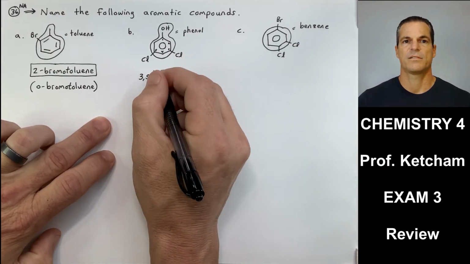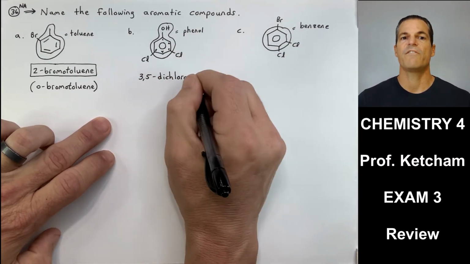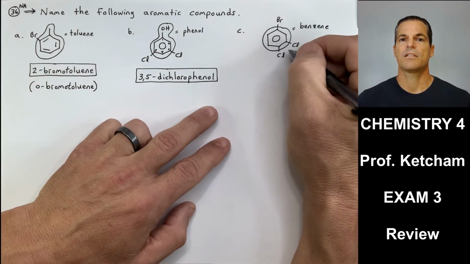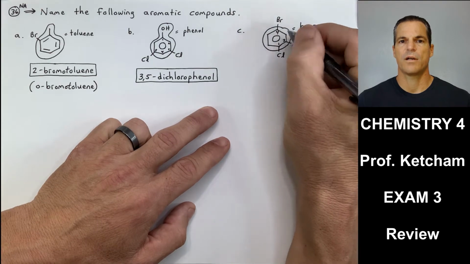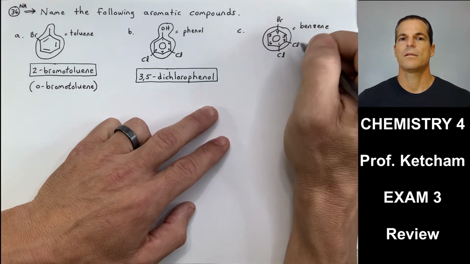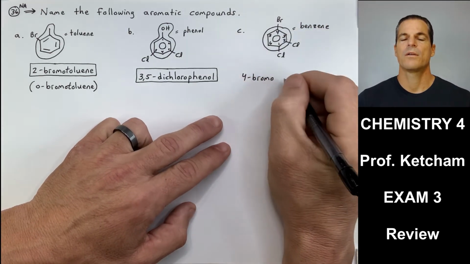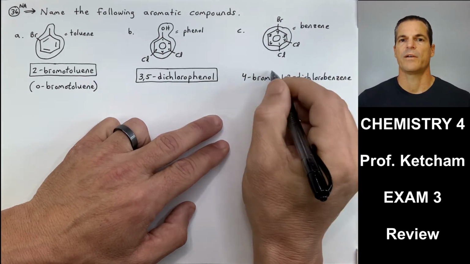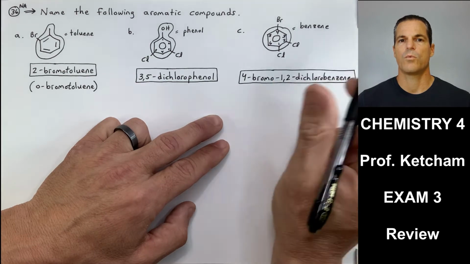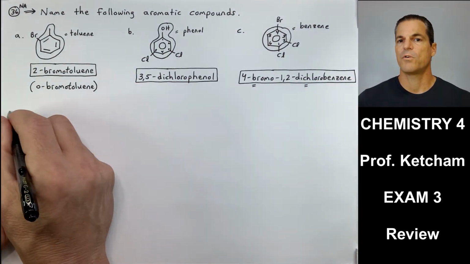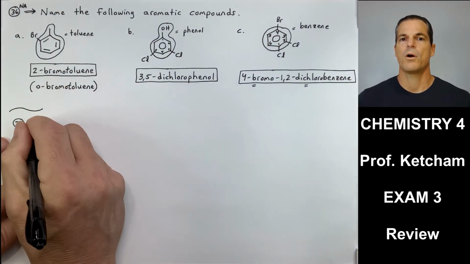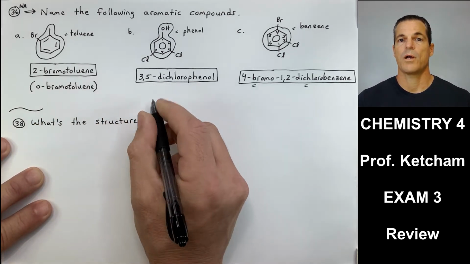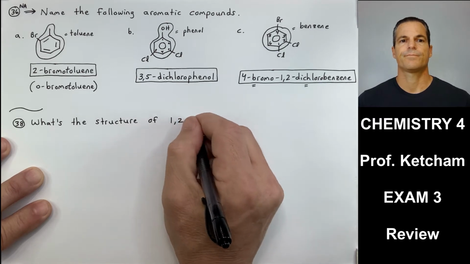Ortho, meta, para stuff. So for B, it's 3,5-dichlorophenol. And for C, it's 1, 2, 3, 4. You want to number it where you get the branches being the lowest. So you have to do the chlorines 1 and 2. B comes before C. So for C, it's 4-bromo-1,2-dichlorobenzene. Pay attention to where I put the commas and the dashes.